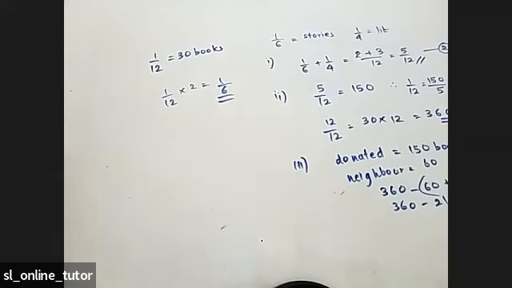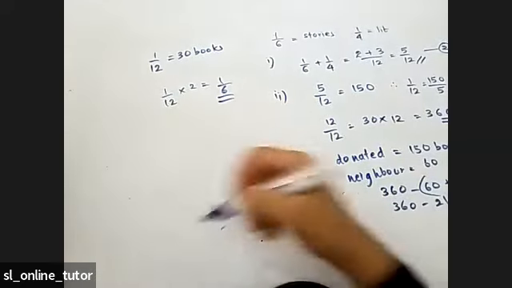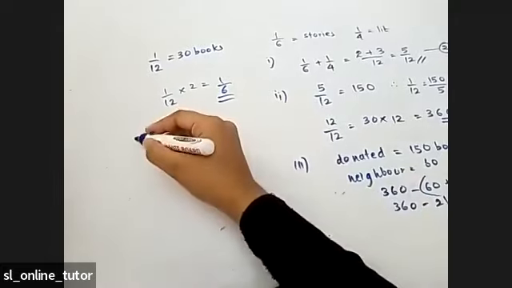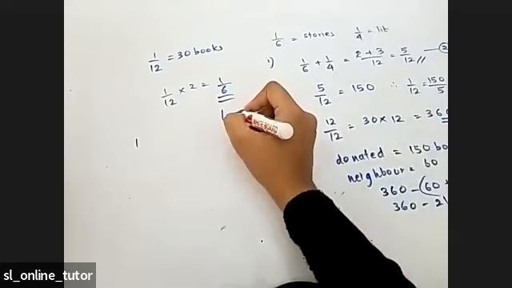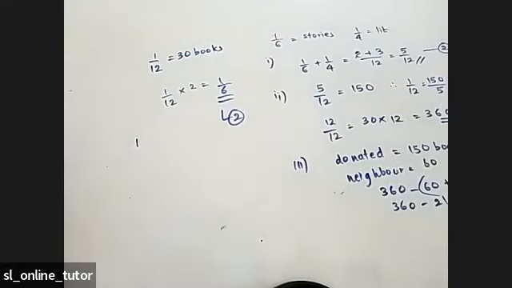So what fraction of the total did Naveen give to his neighbor? That is 1 upon 6. Can you understand? 1 upon 6. So that's the answer for Roman number 3. That's all. So here you get again 2 marks for this final answer. So altogether question number 2, you're getting how many marks? 6 marks.